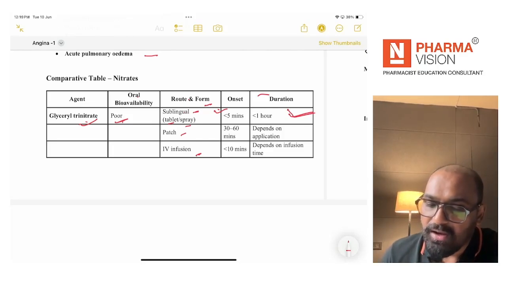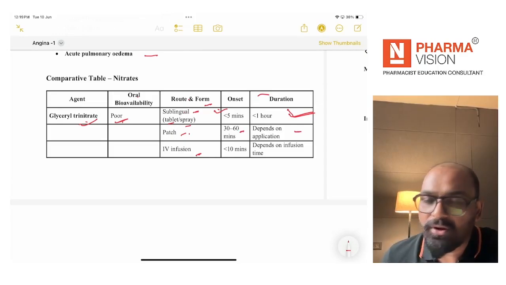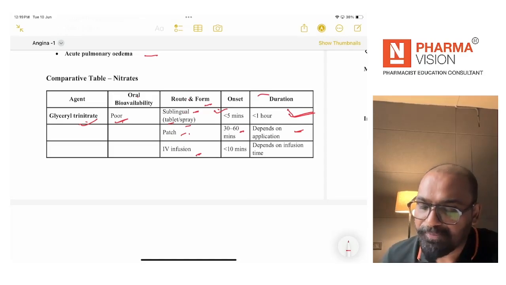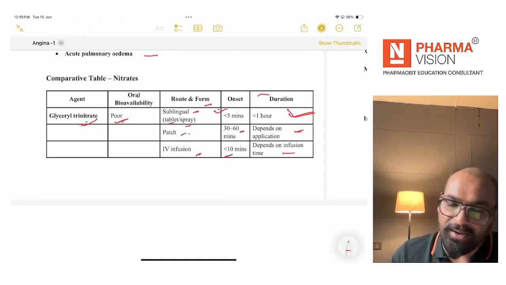Transdermal patches have an onset of 30 to 60 minutes and depend on the application. As long as you keep the patch on, you will get the benefits. IV infusion takes less than 10 minutes and depends on the infusion time.